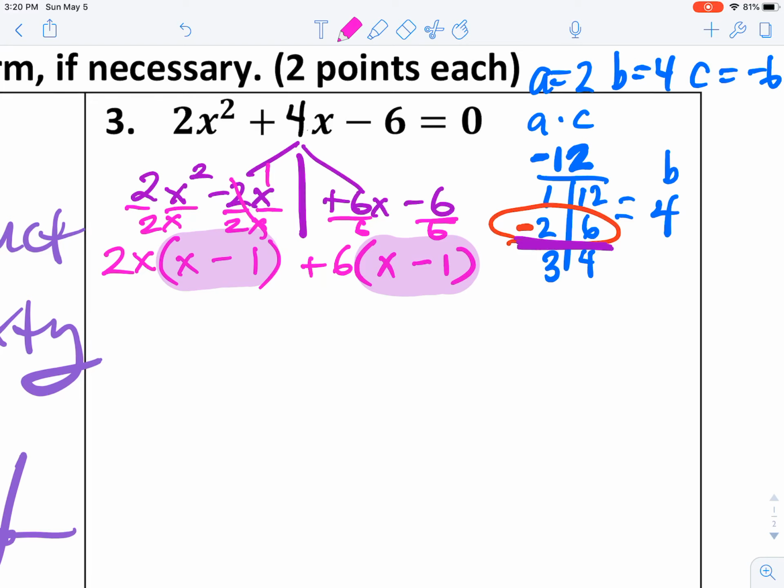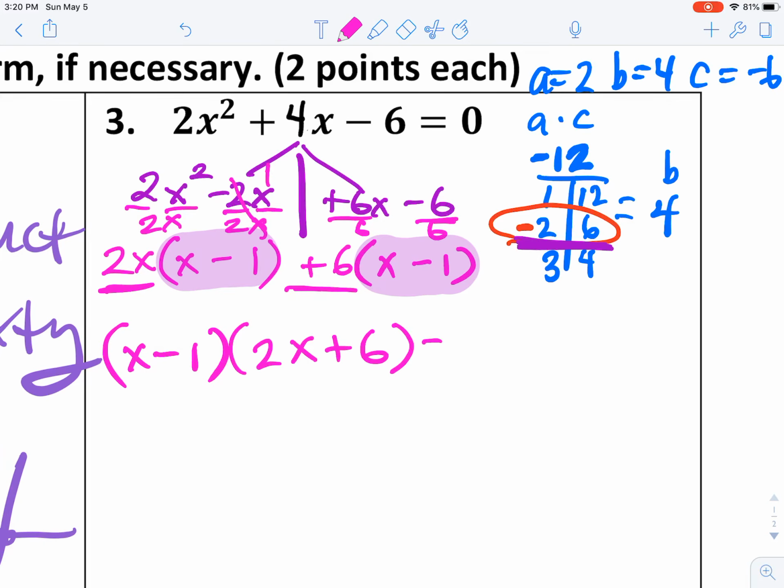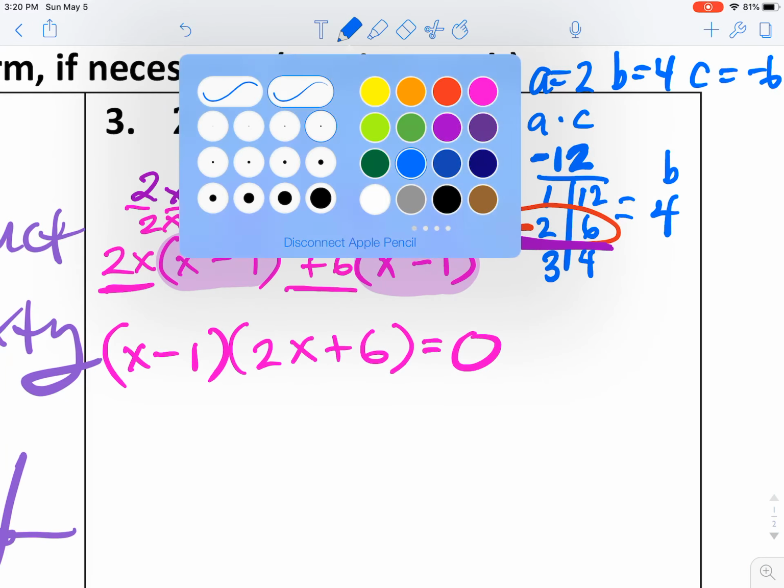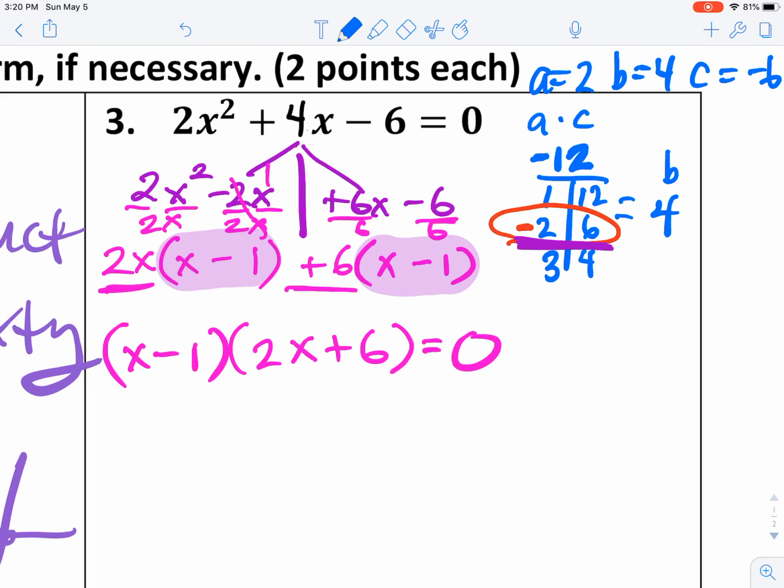So now what I'm going to do is write that x minus 1, because that is one of our terms, one of our binomials, one of our factors. And then whatever is not inside of that parentheses, the 2x and the positive 6, is going to become our other factor. And it still does equal 0. So now is when we're going to take out our zero product property skills from our previous video. So x minus 1 equals 0 and 2x plus 6 equals 0. And we're going to solve those separately.